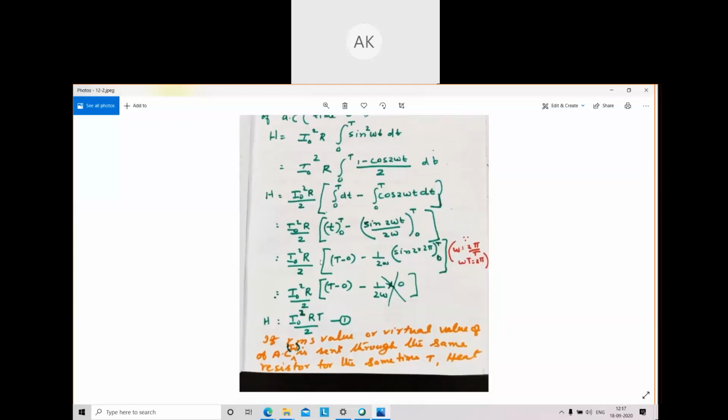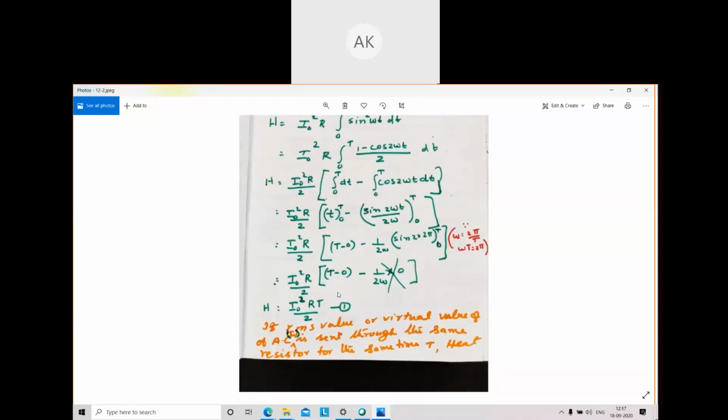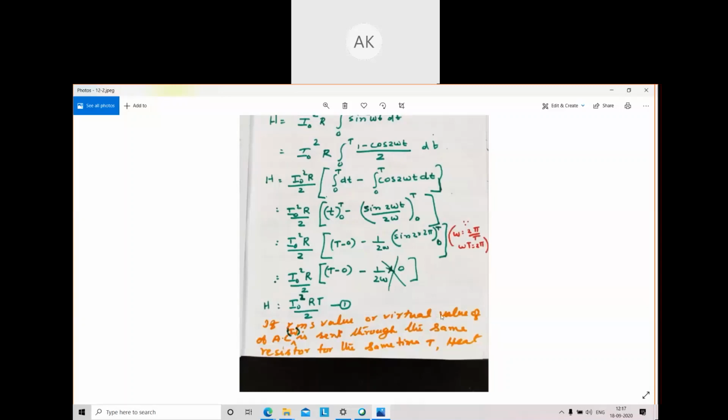Here, I0 square R by 2 into capital T minus 0. The other term becomes 0. Then what we get? I0 square RT by 2. So this is the heating effect produced when AC is sent through a resistor for one cycle. Understood. Then the RMS value corresponding to this AC, we are finding a steady value of it. Corresponding to this AC, we find a steady value of AC. That also will produce the same heating effect in the resistor.